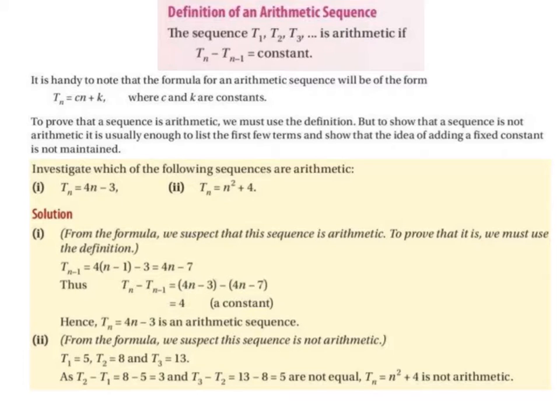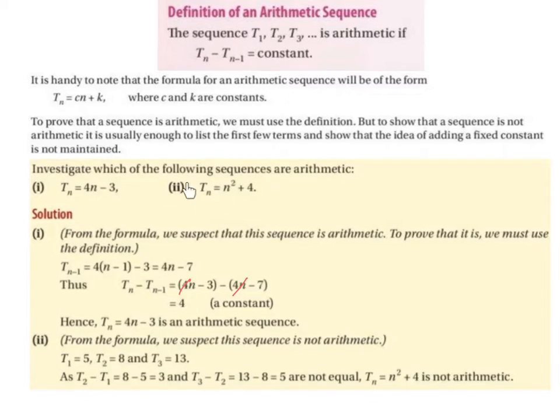So now we have what Tn minus 1 is equal to. It's equal to 4n minus 7. We just sub it into this formula. So Tn is still 4n minus 3. The minus we bring over. And Tn minus 1 is 4n minus 7. 4n minus 4n will cancel. And then minus 3 minus minus 7 gives me minus 3 plus 7, which gives me 4, which is a constant. Hence, Tn equals 4n minus 3 is an arithmetic sequence.